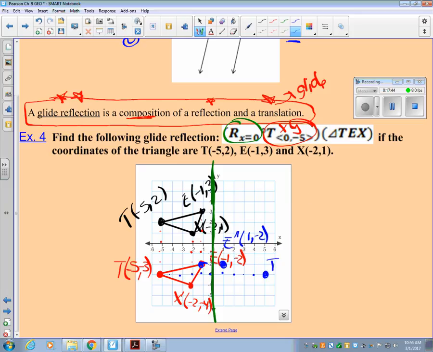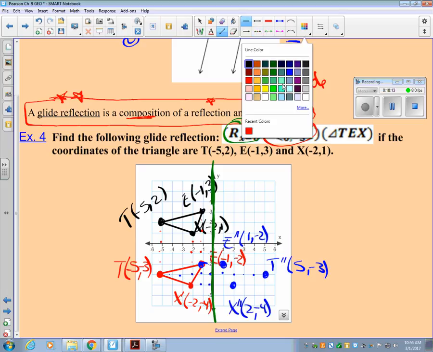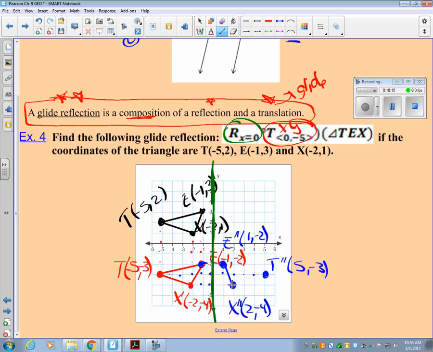So our T double prime is +5, -3. And then our X double prime, we're 2 away, so the Y stays the same and the X becomes positive. And so my figure is this blue guy down here.